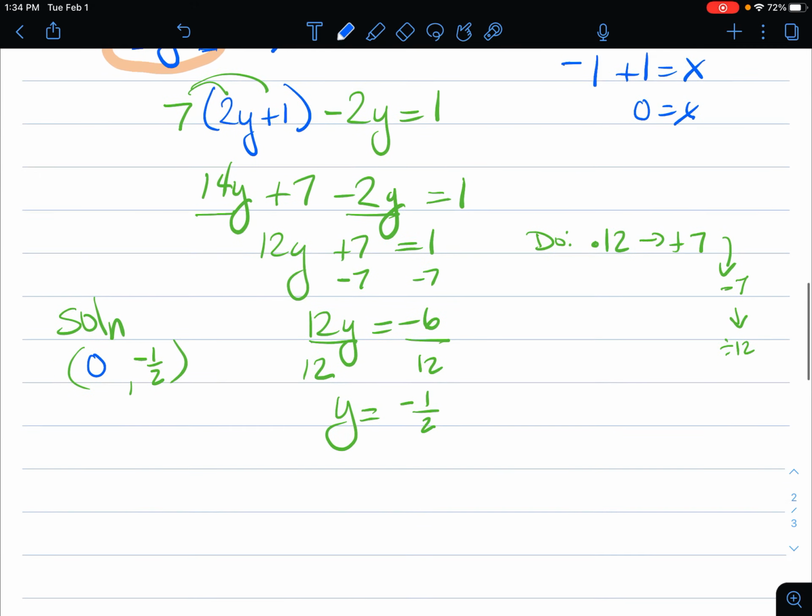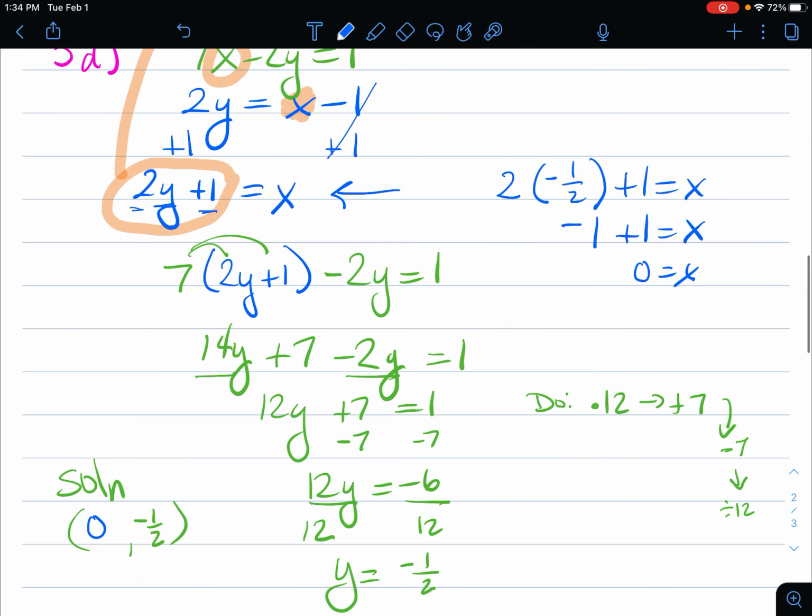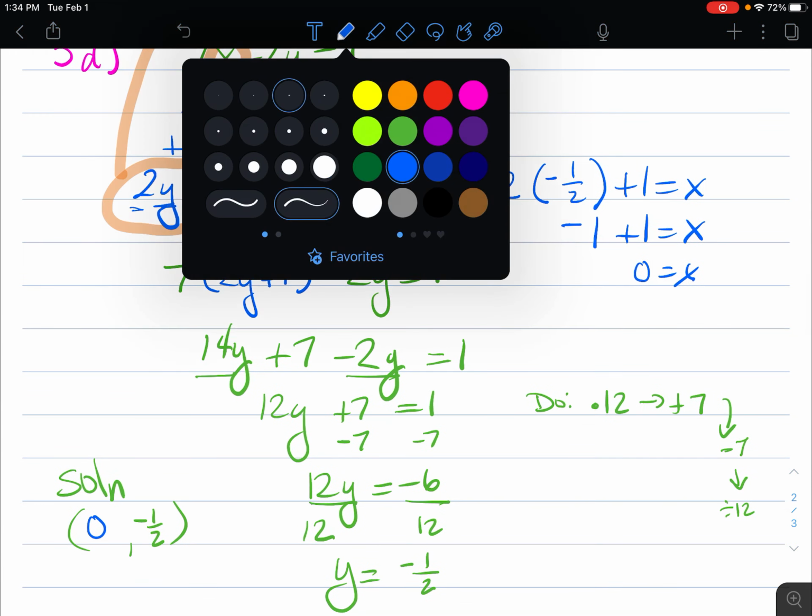Now, we always check to make sure that we have the solution correct. So let's check the green one first. That top equation was 7x minus 2y is supposed to equal 1. So I'm going to go ahead and substitute instead of x a 0, instead of y a negative 1/2. 7 times 0 is 0, and negative 2 times negative 1/2 is 1, and 1 does equal 1. So it works in the green equation, that first equation.